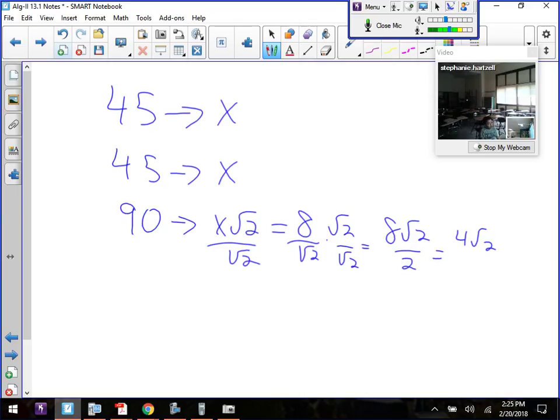Remember what the shortcut was? Cut it in half and slap a root 2 next to it. Yep. Works every time. Doesn't matter what it is. If you have a 45, 45, 90, and you are given across from the 90 to solve for the other sides, all you have to do is cut it in half and slap a root 2 next to it. It'll work every time. Every single time.